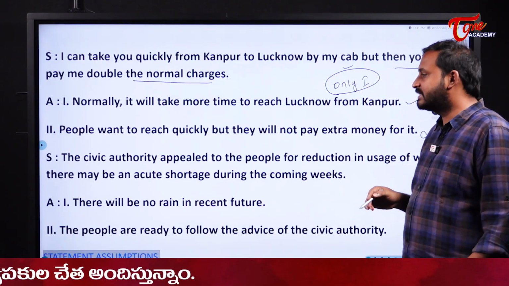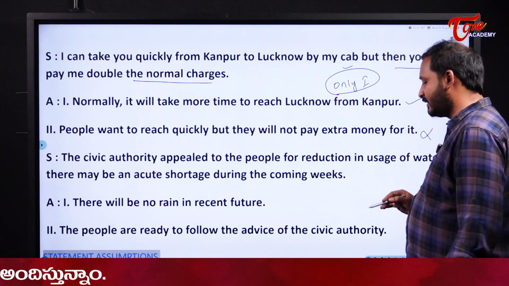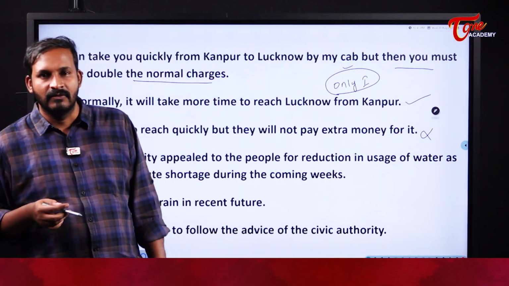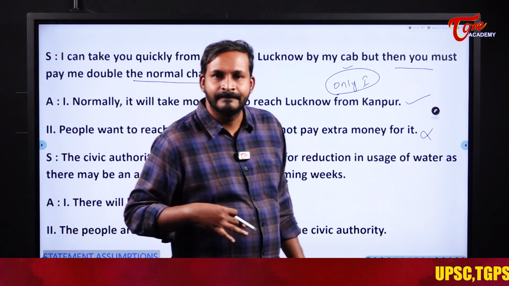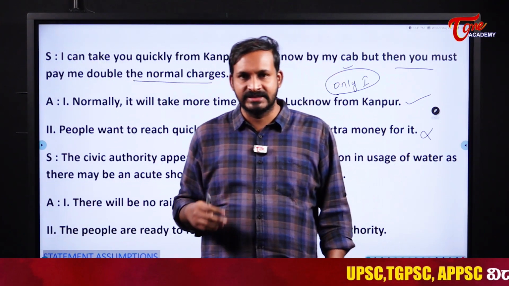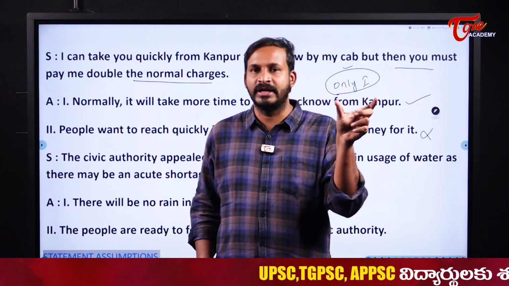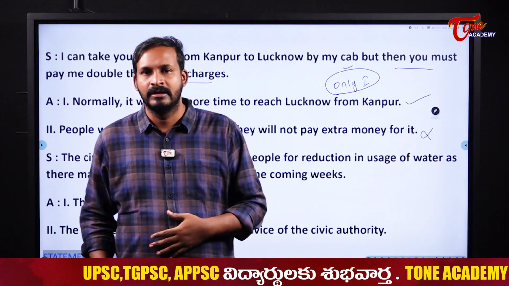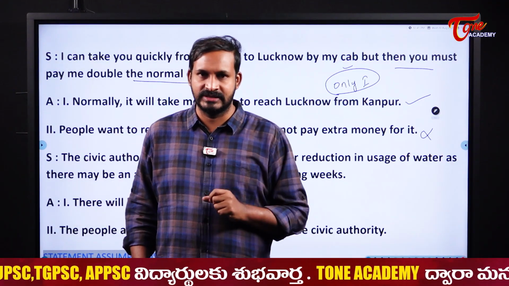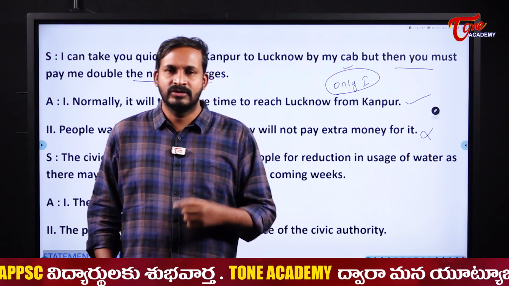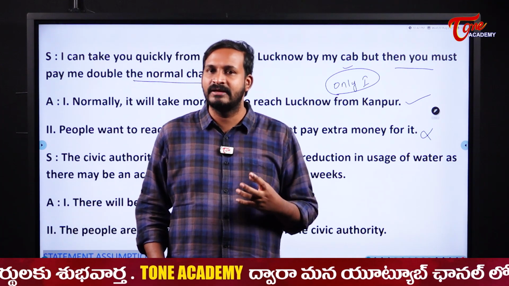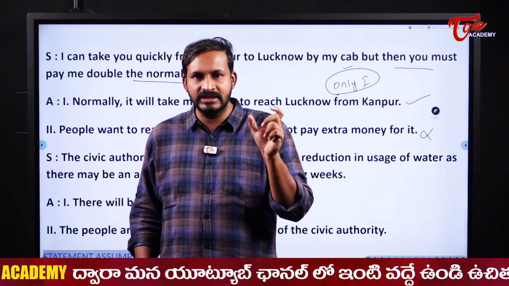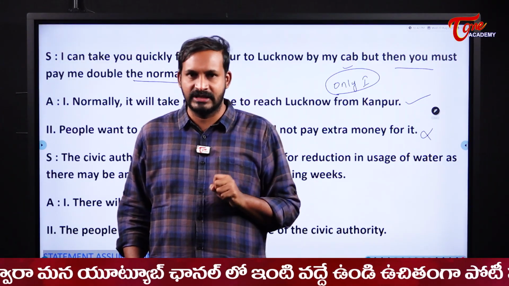Next, see, the civic authority appealed to the people. Now see here, students, whenever a public appeal is made, what is the intention behind that? Whenever a public appeal, see, from tomorrow there is a power outage for some 3 hours of time. The electricity department has given a notice or a public appeal. So what is the intention behind that? Why are they giving that notice? By seeing that advertisement or that notice, few people will take precautionary steps.